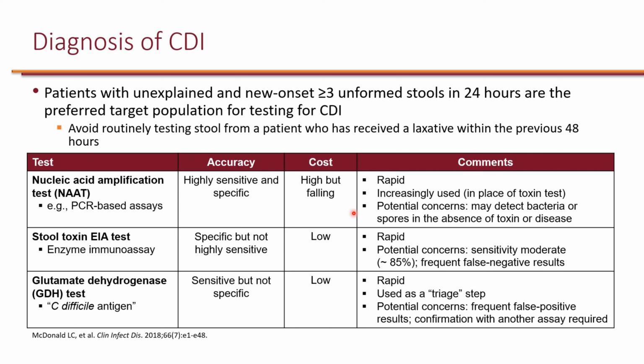Now let's take a look at diagnosis of C. diff infections. The IDSA guideline recommends that patients with unexplained and new onset of at least 3 unformed stools in 24 hours are the preferred target population for testing for C. diff infection. In other words, if someone only had 1 or 2 watery stools, they're not really a candidate for testing for C. diff infection. And by 3, I mean within 24 hours.